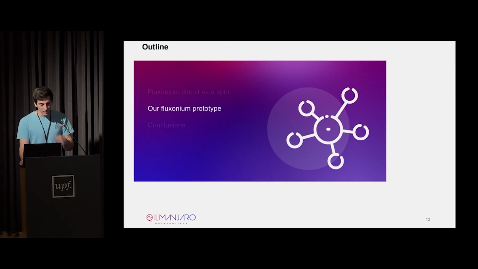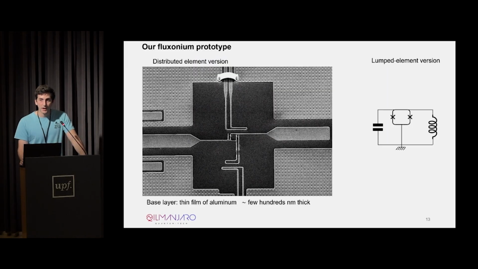Fluxonium prototype, because so far I mainly showed you circuits where capacitors and inductors are given by circuit elements, but in real life capacitance and inductance are distributed all over the plane of a chip. On the left you see an SEM image of one of our first prototypes. The base layer that we use in this device is a thin film of aluminum, a few hundred nanometers thick.